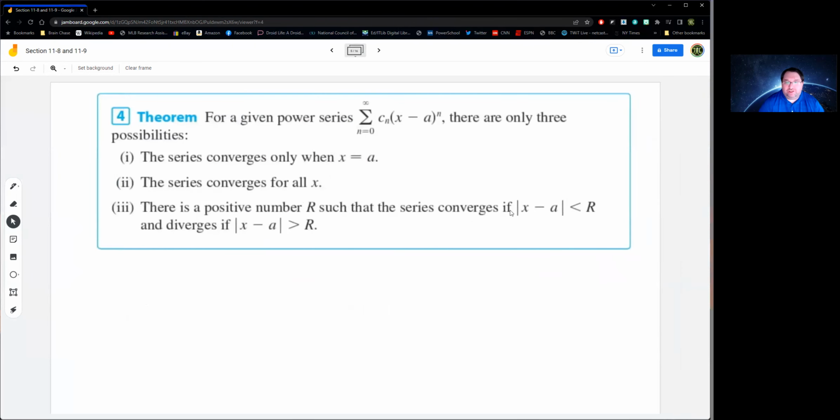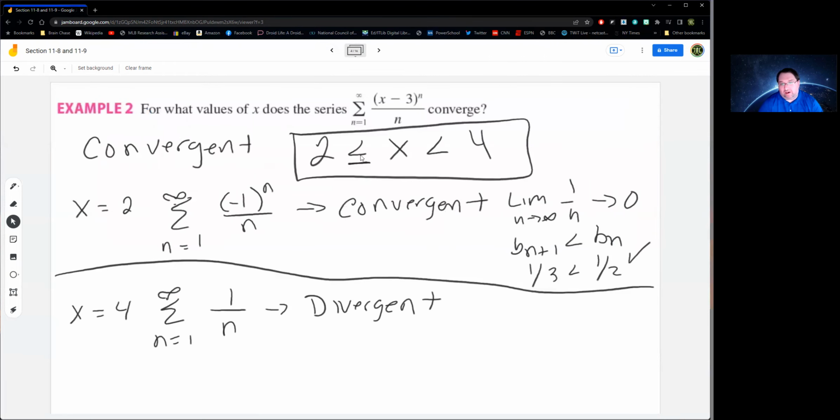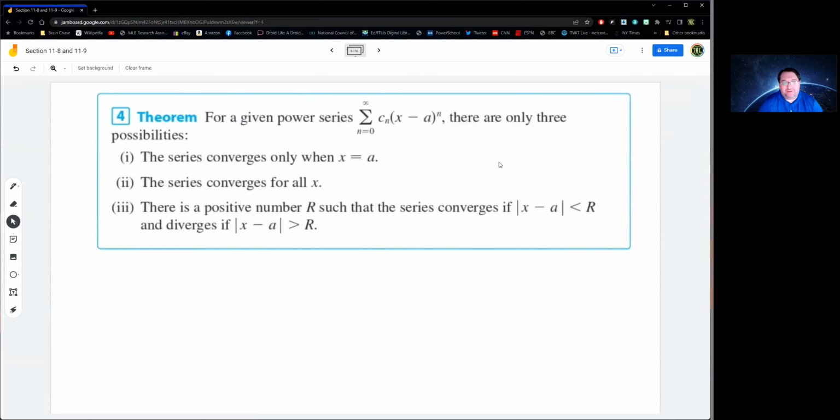Or 3, it converges on a range of values, which is what we did here. Those are really the only 3 cases, which is kind of self-explanatory because those are the only cases you could possibly get. It converges on one number, it converges on all numbers, or it converges in a range. So somebody made a lot of money coming up with that theorem that basically says it converges in all possible cases.